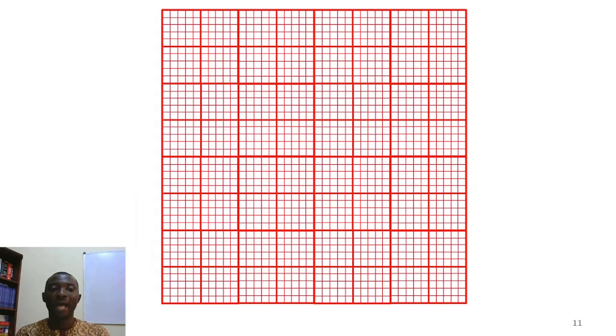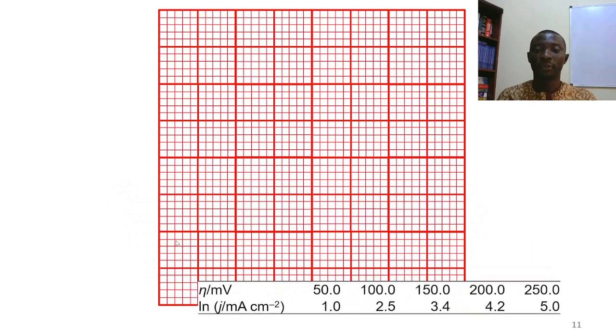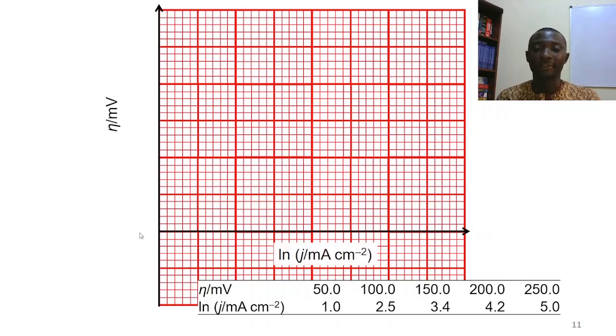Yeah, so this is our graph. This is what we've got to make our plot on. Basically, the data we are plotting is overpotential against ln J values. We draw our lines first of all. We label the axis.